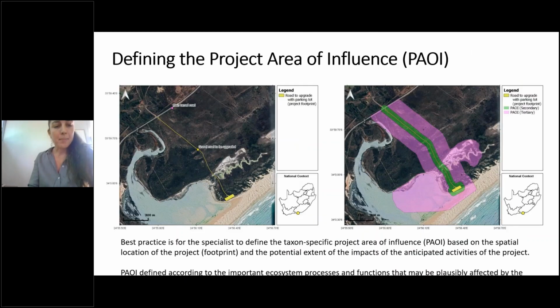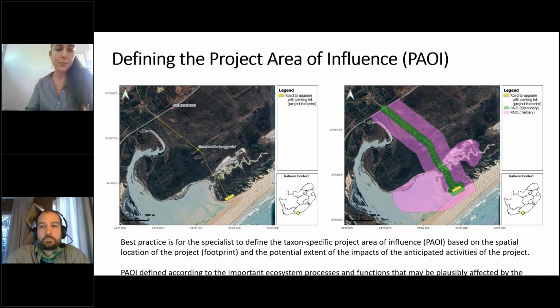All right. I am now going to hand over to my co-panelist, Luc Verbrugge, to explain one of the new areas that we've included in this guideline for the first time, but is quite critical in the assessment process. So Luc, can you come on? Can you put your webcam on and come on, please, and explain this project area of influence?